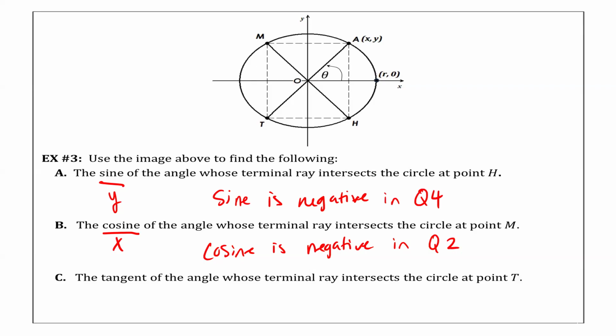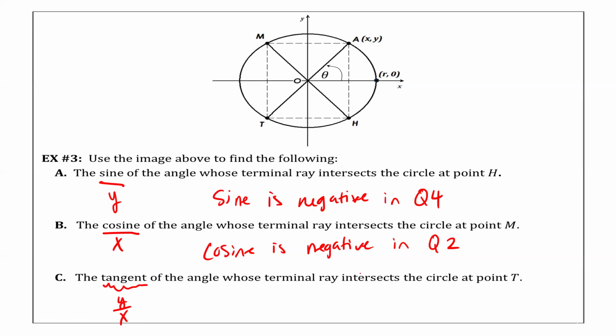Now tangent is tricky. What's the relationship between tangent and X and Y? Tangent is Y over X. So tangent is a combination. It's Y over X. I meant to do a squiggly line.